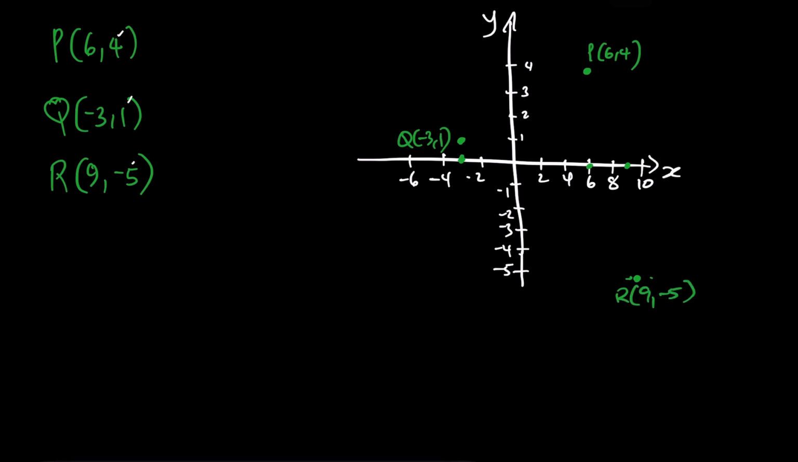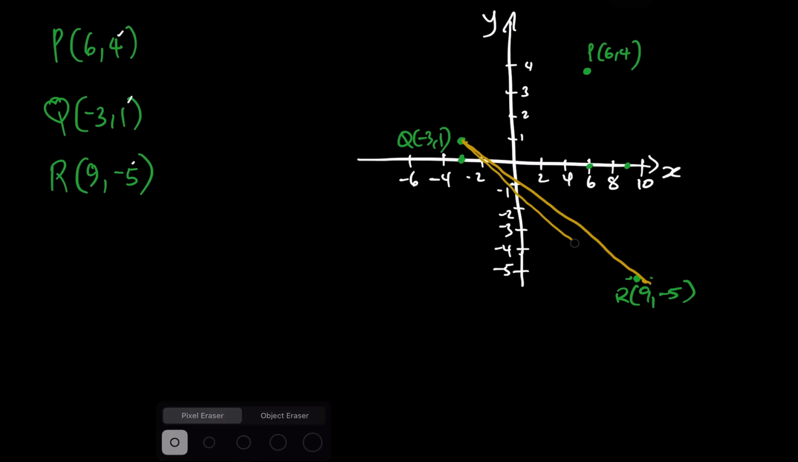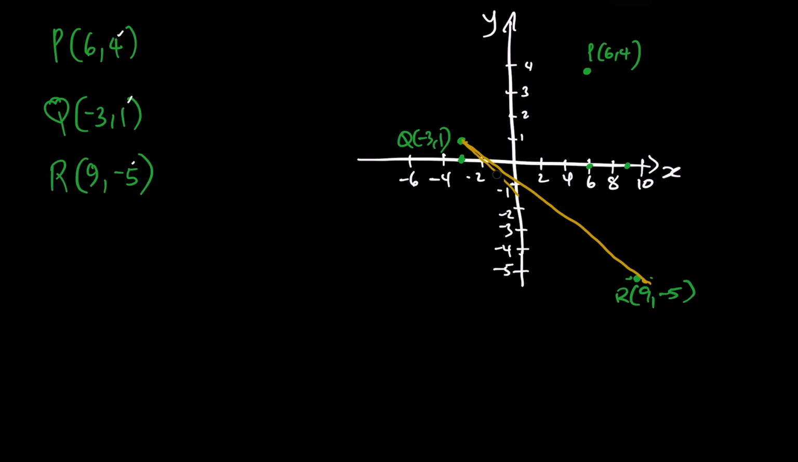Now, if we draw the line between them, we're going to end up getting something like this. We join this one, and then we continue with that one, and then we also join this one like this. This is our triangle.